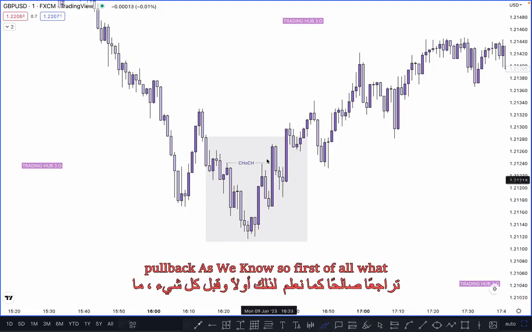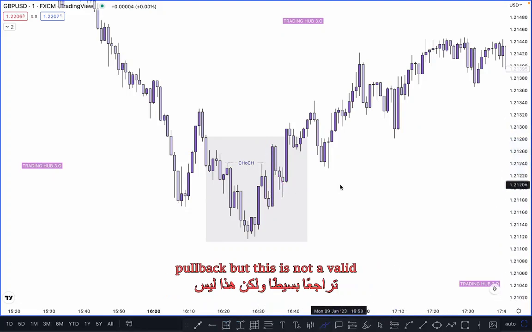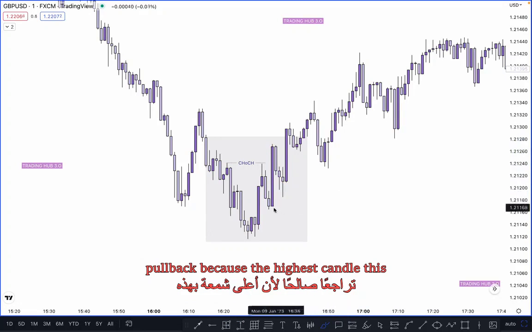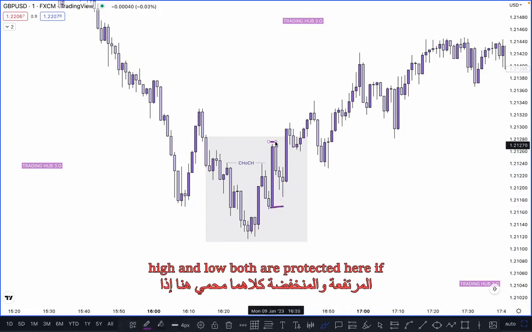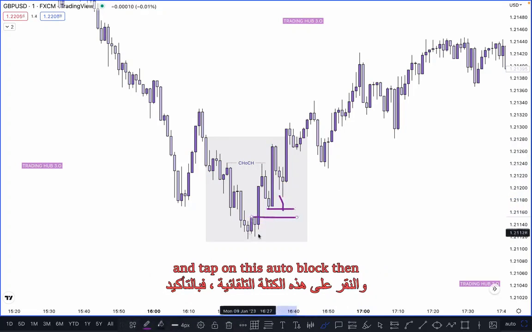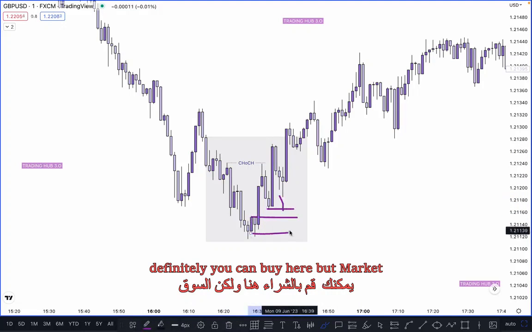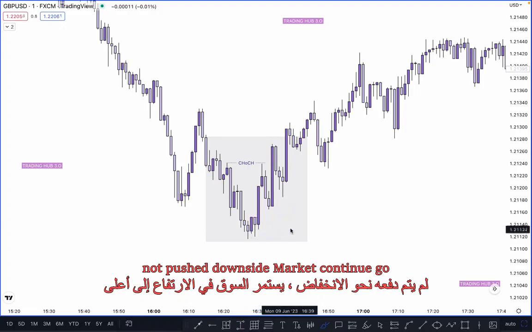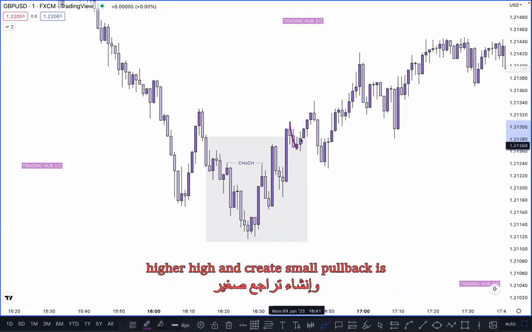So first of all, what happened here? Market took a small pullback, but this is not a valid pullback, because the highest candle, this high and low, both are protected here. If the market breaks this low, this one is here, and taps on this order block, then definitely you can buy here. But the market did not push downside, the market continued to go higher high and created a small pullback here like this.